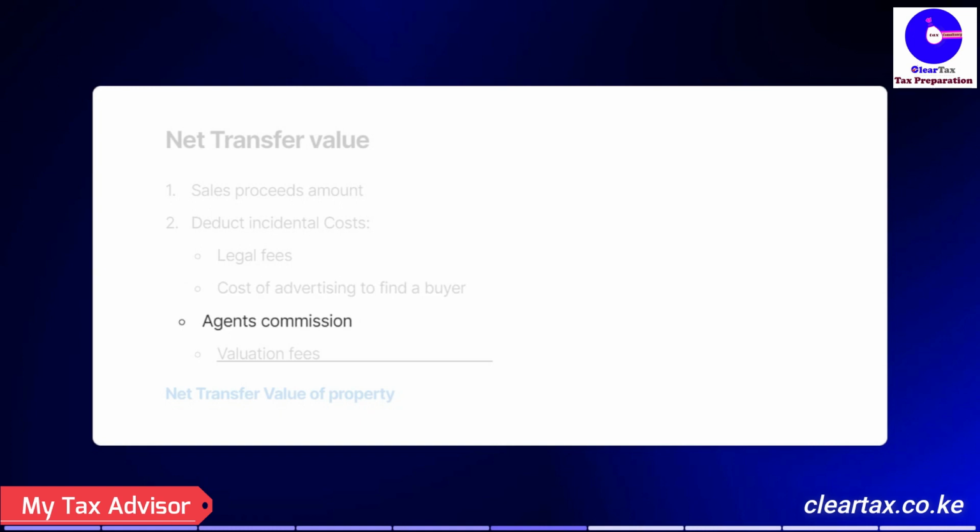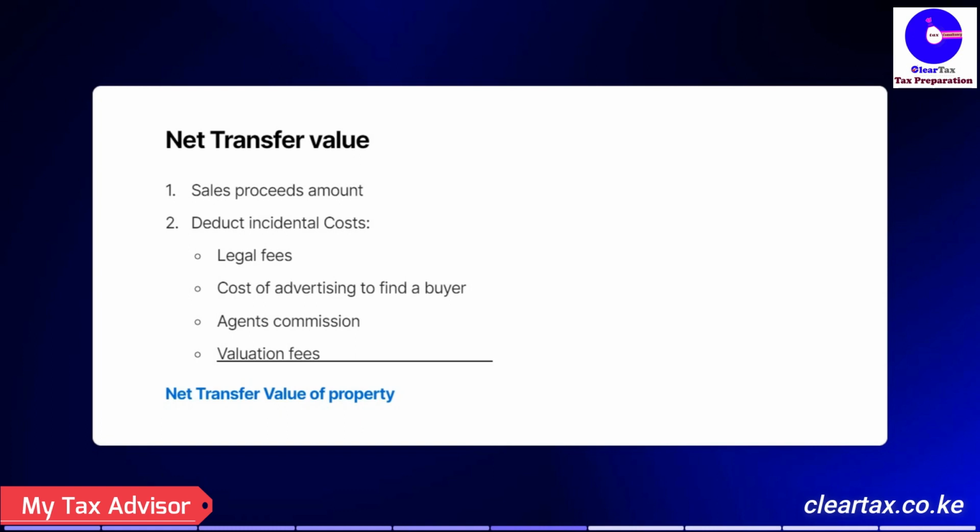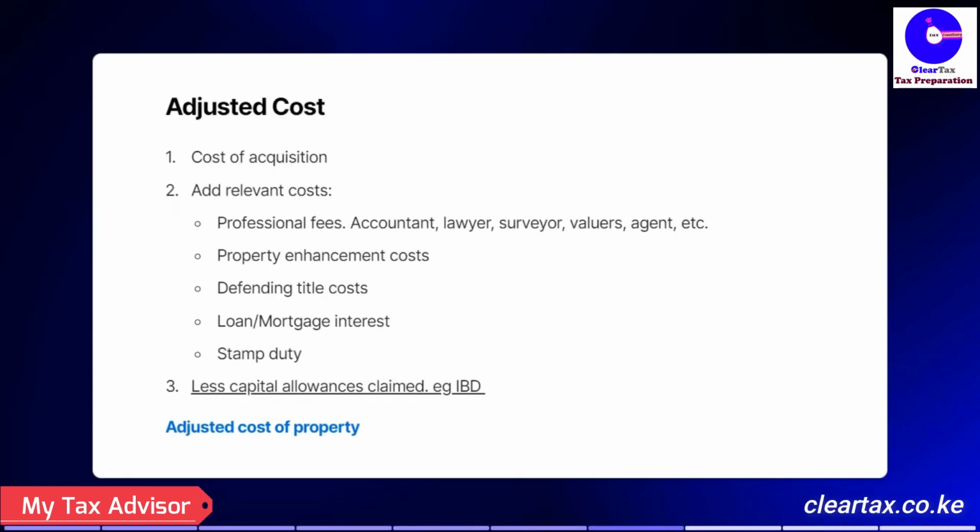You've paid an agent to get you a buyer. So the commissions that you pay them are deductible, all right? You've paid valuers to help you know the current market price of the property. So the net effect of that is going to give you the net transfer value. So that's how we go about computing the net transfer value.